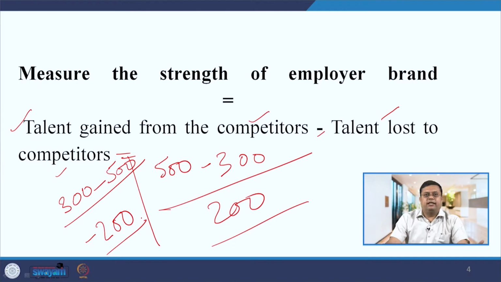So, you need to take initiatives. What kind of initiatives do you need to take? We will discuss that in the coming metrics, but as of now, understand that you need to take initiative in order to compete with your competitors and attract talent for your organization. This is the small formula you can use to describe how strong your employer brand is.